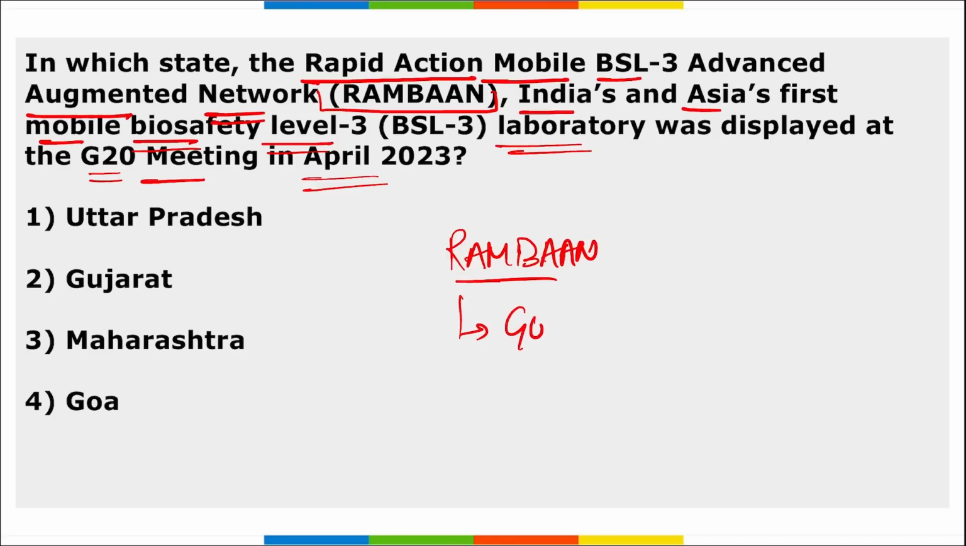It was displayed at Goa, right? At the G20 Health Working Group meeting that was held in Goa. Important. And Ramban will play a major role in dealing with the COVID-19 pandemic that is going on. All right. Also, this is a technology that is equipped with a refrigerator that helps to store various vaccines or various medicines between minus 20 degrees Celsius to minus 80 degrees Celsius.